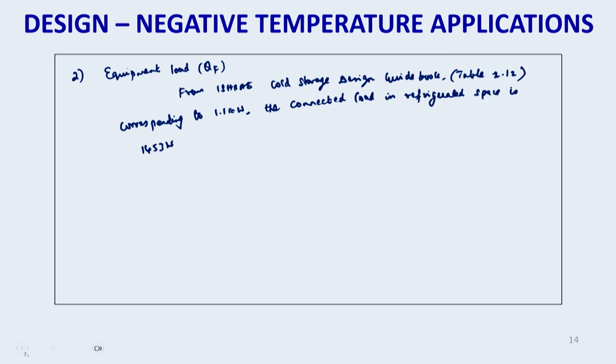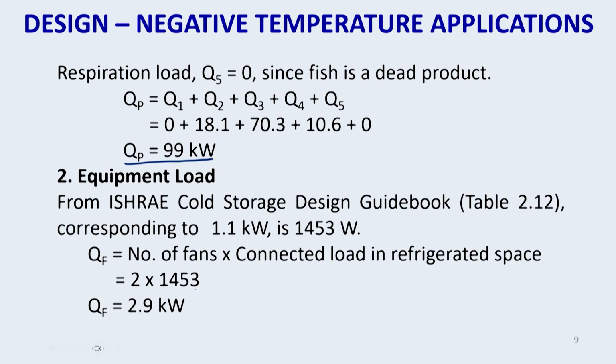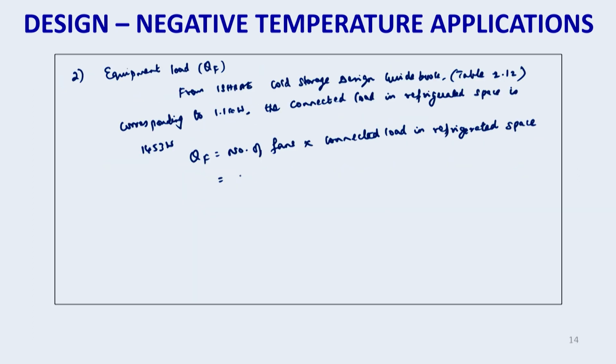So now we can calculate the equipment load. QF equal to number of fans multiplied by the connected load in refrigerated space. So number of fans is 2. 2 into 1453, which is 2.9 kilowatt.